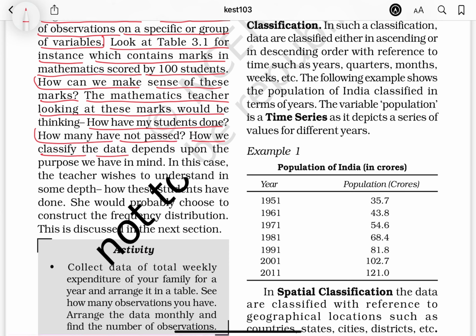How we classify the data depends upon the purpose we have in mind. In this case, the teacher wishes to understand in some depth how these students have done. She would probably choose to construct the frequency distribution. This is discussed in the next section.